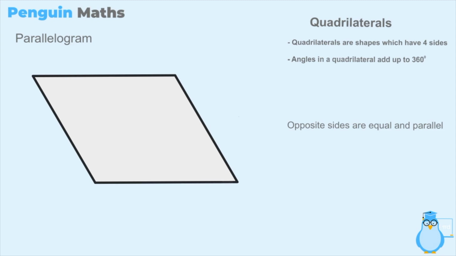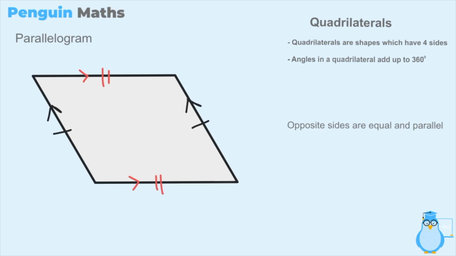Okay, so the final type of quadrilateral we'll be looking at is called a parallelogram. Now that's quite a long name, but essentially all that means is a shape which has opposite sides that are equal and parallel, hence the name parallelogram. So for a parallelogram, this side is equal length to that side, and this side is equal length to that side. And we can also say that they are parallel as well.